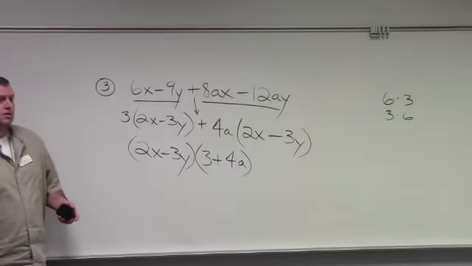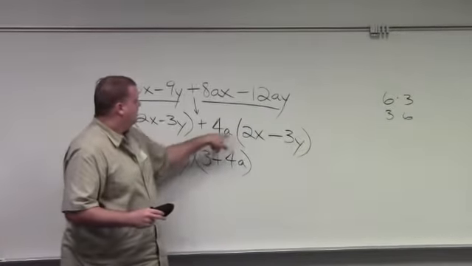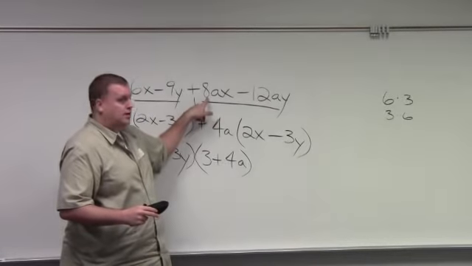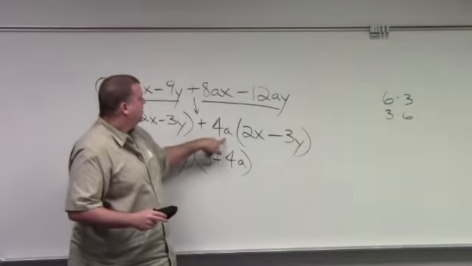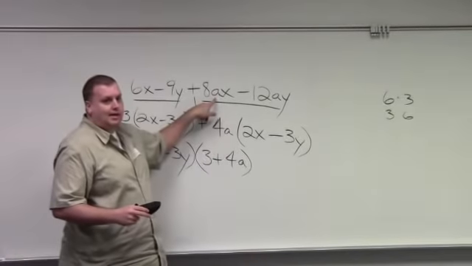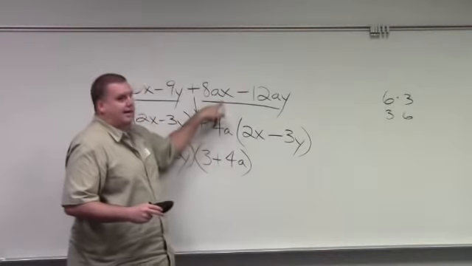Where did you get the 2x? This 2x? 4 times 2 is 8, and then the 8x. So I have to figure out what times 4a gets us back to 8ax. So 4 times 2 is 8, and then 8 times x is 8x.